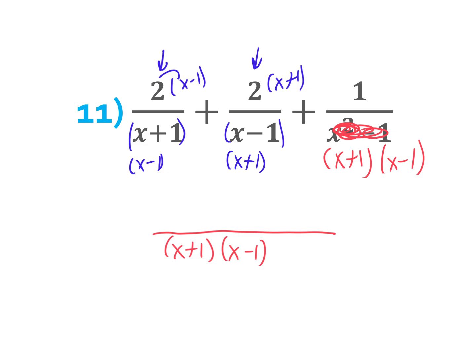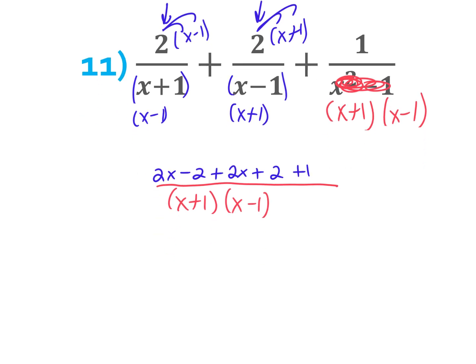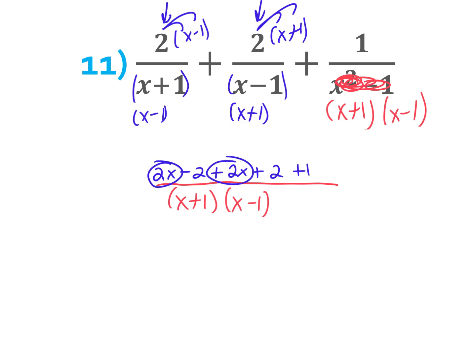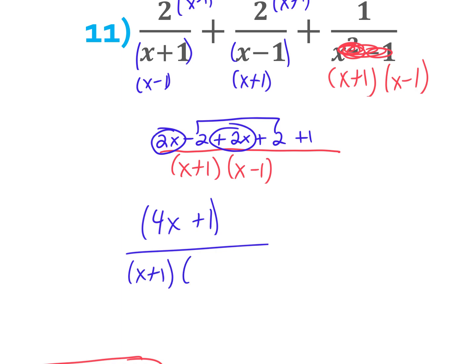2 times x is 2x. 2 times negative 1 is minus 2. Plus 2 times x is 2x. 2 times 1 is plus 2. And then I have plus 1. So when I combine like terms, what is 2x plus 2x? 4x. What's a negative 2 and a positive 2? Cancels. Good. So you're left with just plus 1. And then on the bottom, we have x plus 1, x minus 1. Is there anything that I can cancel? Anything on the top and bottom that is exactly the same? Nope. So you guys are good to go.